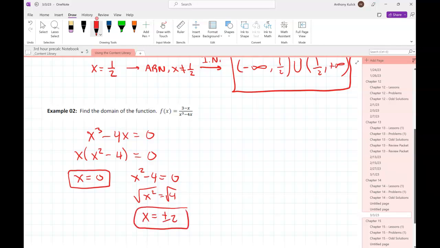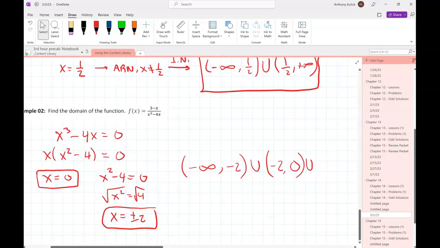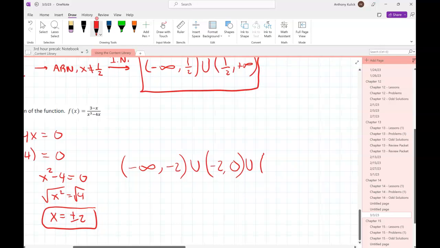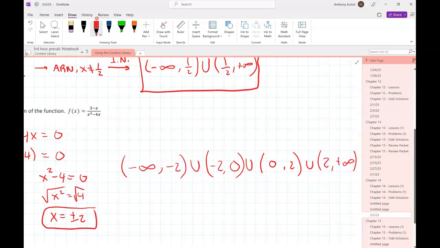All right, so how do we write our domain then? What do we start at? Okay, and where's the first hole that we get to? -2. And then from -2, where's the next hole at? 0. And then after 0, the next hole's at 2. And then we go from 2 all the way to the end.